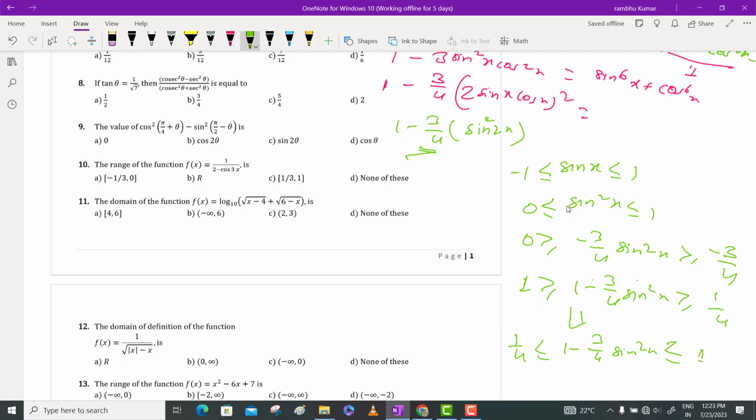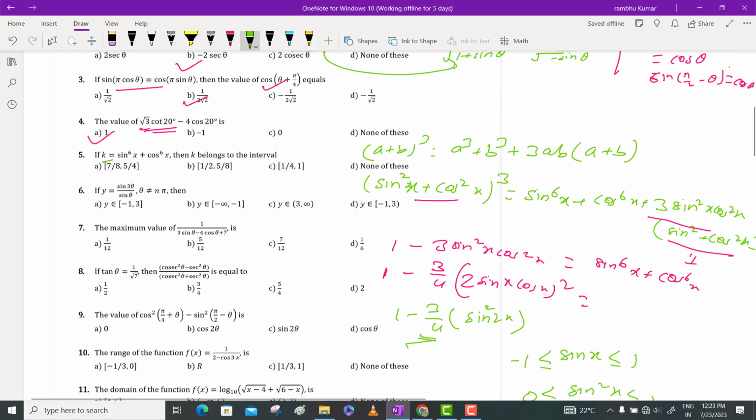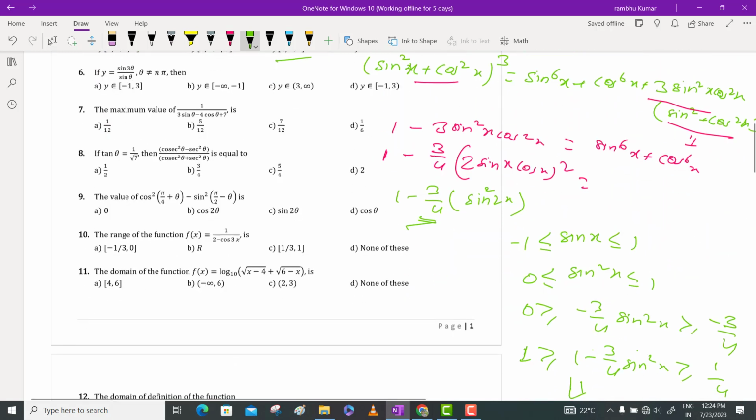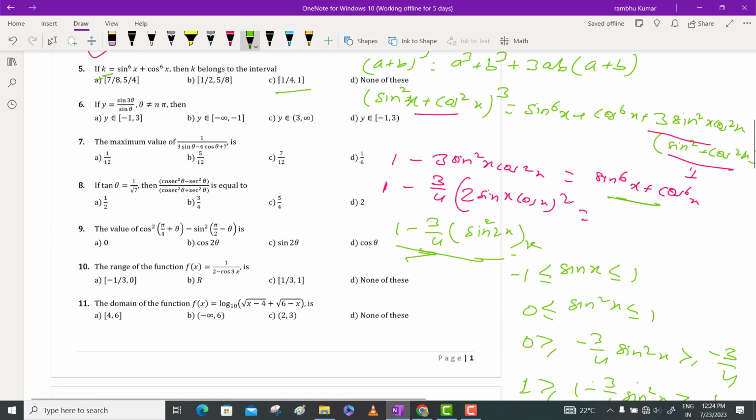So here we can say this value k belongs to the interval 1 by 4 to 1 because this whole thing is k, correct? This is equal to sin to the power 6 x plus cos to the power 6 x, and that is equal to k, and k is lying in between 1 by 4 to 1. Got it? So the correct option is C.